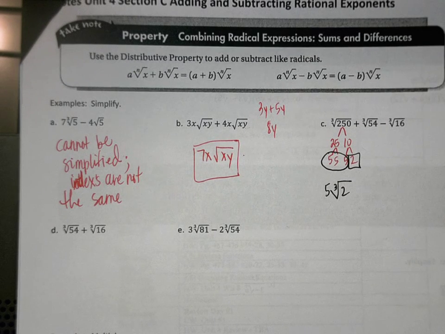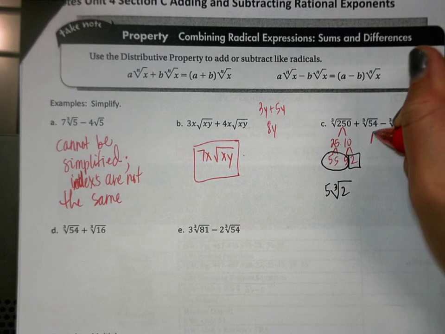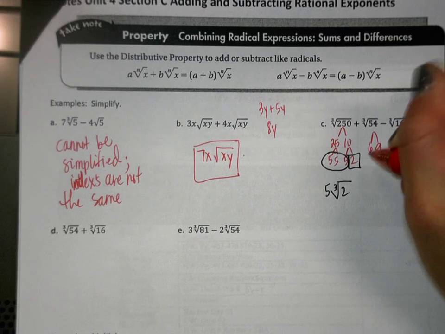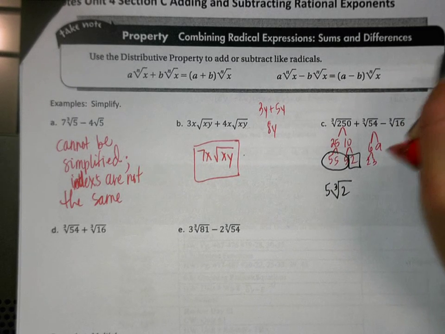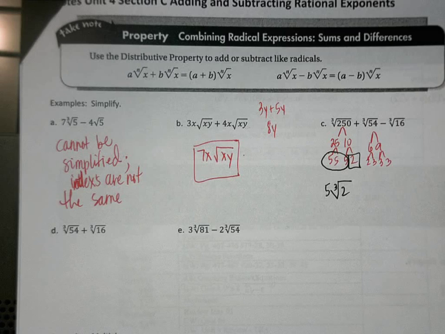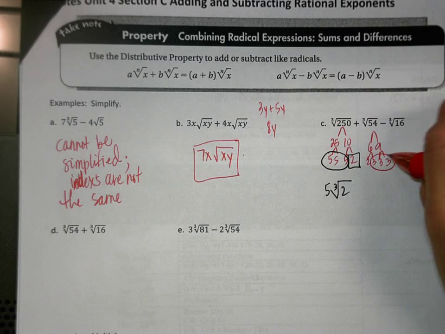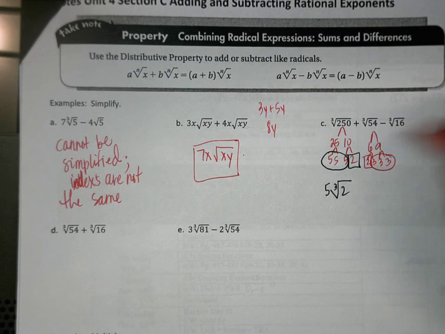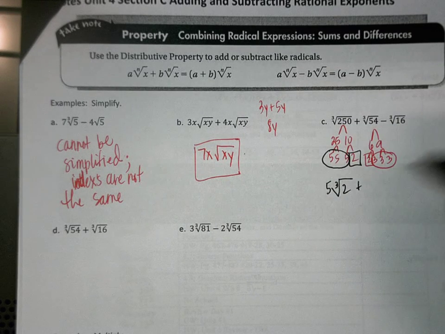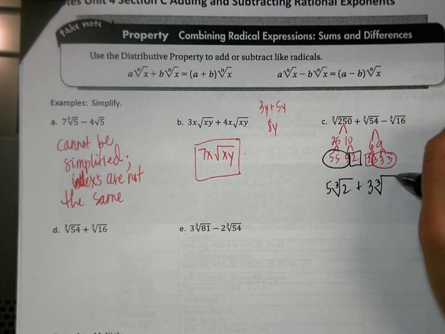Okay, so then 54. What numbers multiplied to be 54? 6 and 9. 6 and 9, good. And then 6 is 2 and 3. 9 is 3 and 3. So we have a group of 3s and a 2 left over. And so I end up writing that as, perfect, 3 cubed root 2.